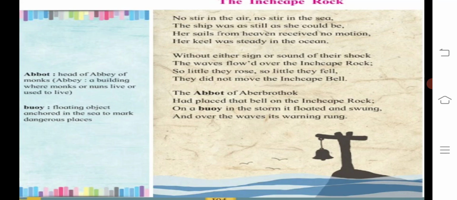The ship was as still as she could be, and the ship on that sea could be still because there is no movement at the sea water level. Her sails from heaven received no motion, and she was sailing on as if the sea is the heaven for it, and there is no kind of opposite motion. Motion means movement.